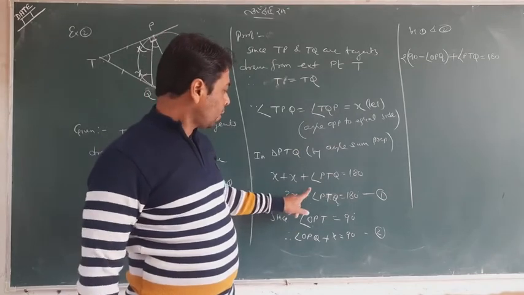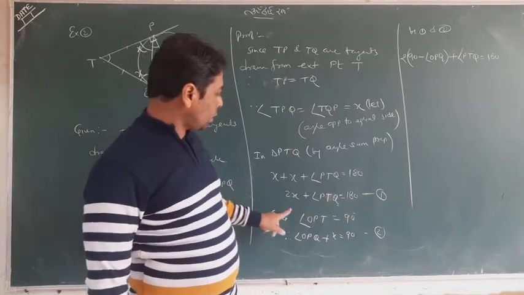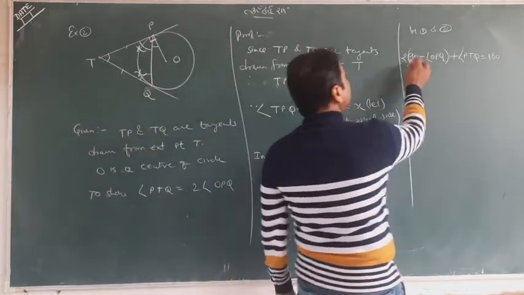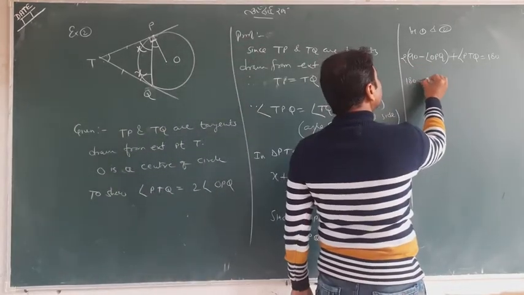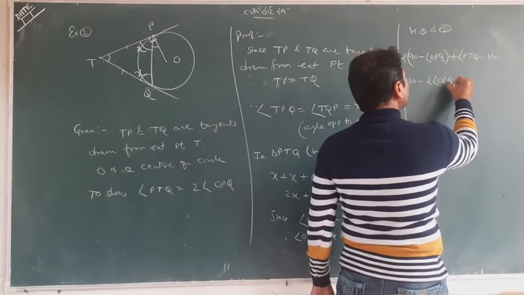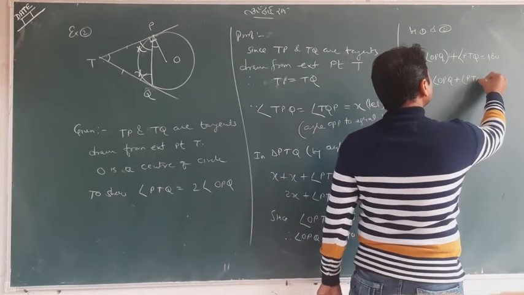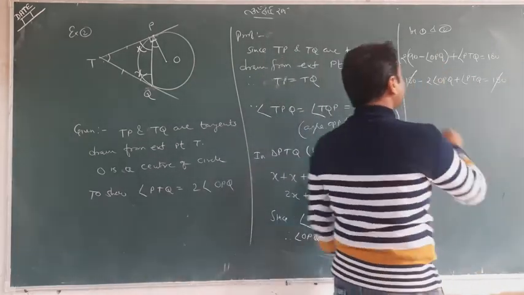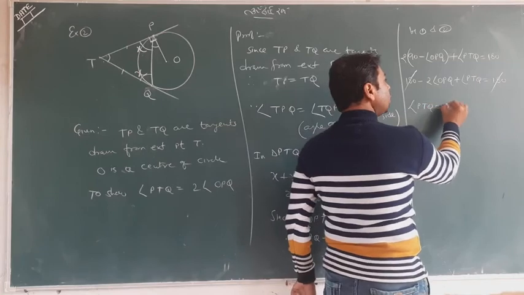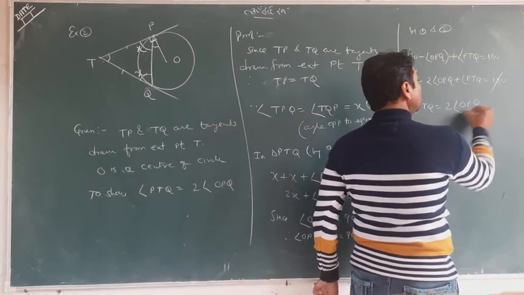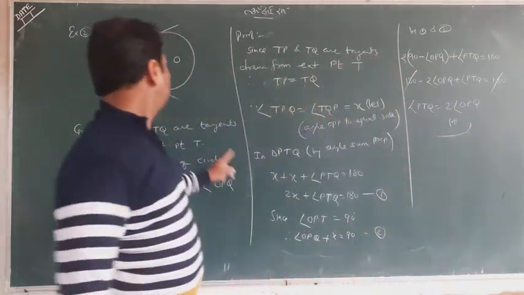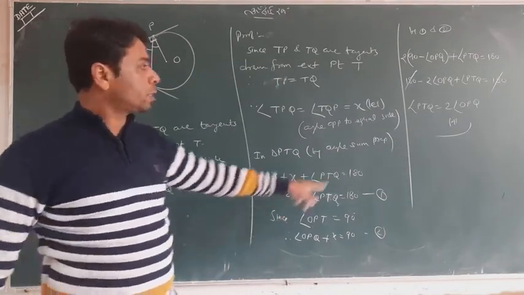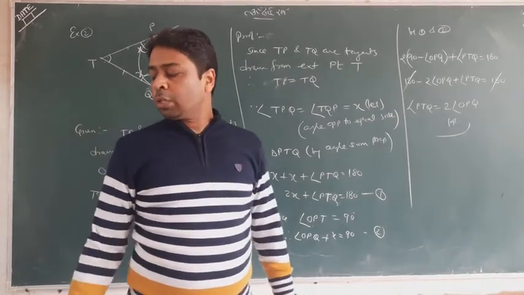So 2X plus angle PTQ equal to 180 was there. Instead of X I have written 90 minus OPQ, equal to 180. Now I will multiply by 2: 180 minus 2 OPQ plus PTQ is equal to 180. These cancel, so I transfer this to that side. Angle PTQ is equal to twice angle OPQ. Hence proved, which is what we had to show. So this is the question.